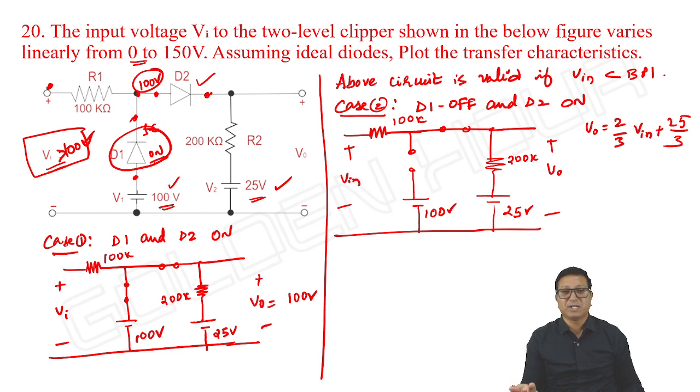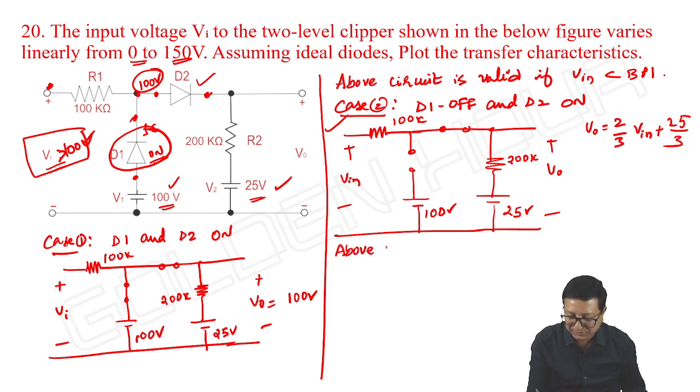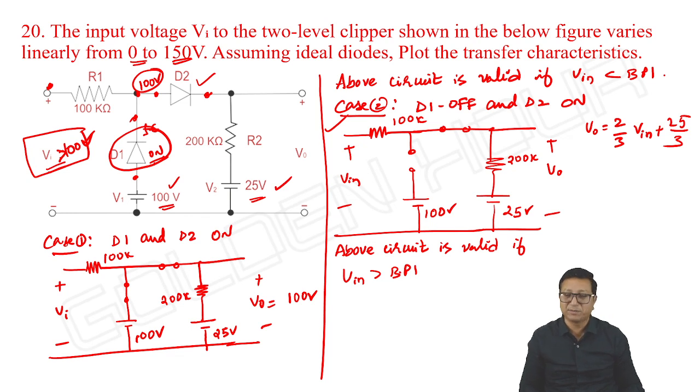And how long is this valid? Above the breakpoint, so above 100, maybe 110, 120, 130, 140, 150. The maximum value of input is 150. Even for 150, this is the only circuit possible. Circuit 2, case 2 is possible. So any other case possible? No. So the above circuit is valid if V input is greater than breakpoint 1.